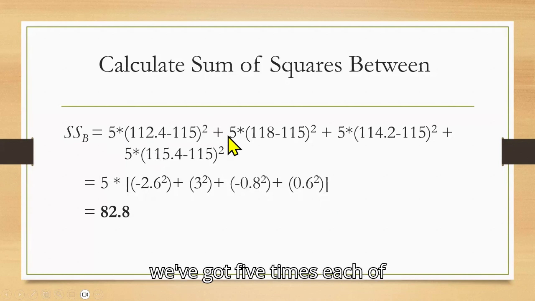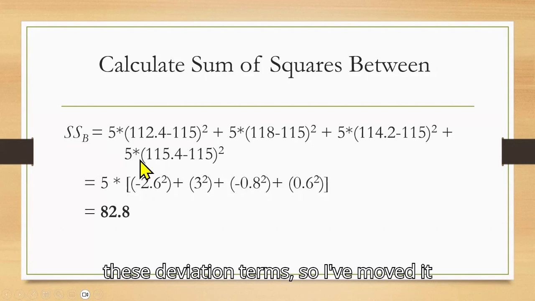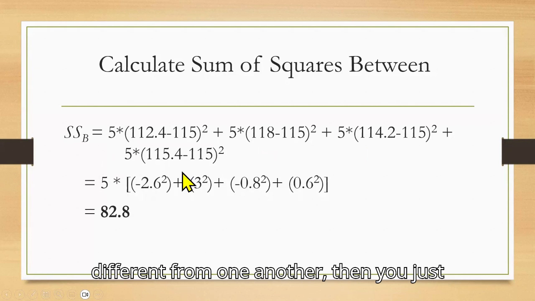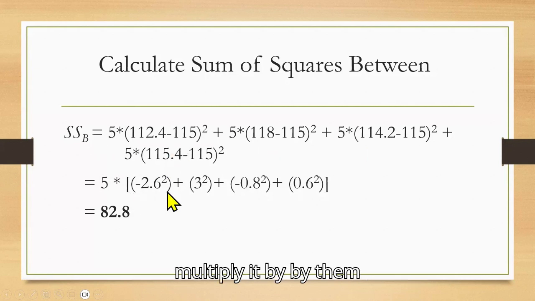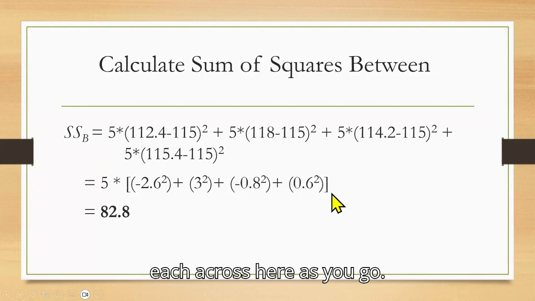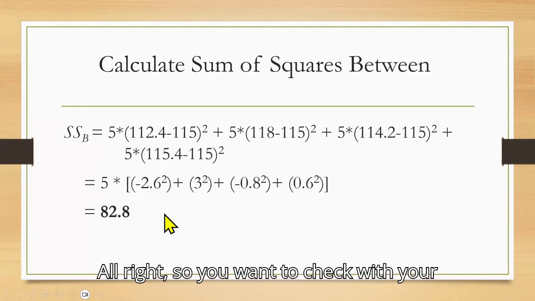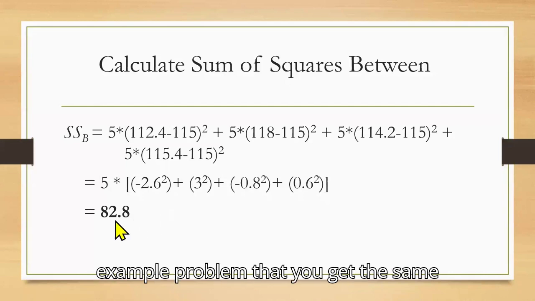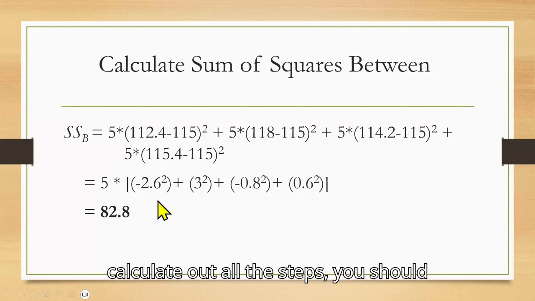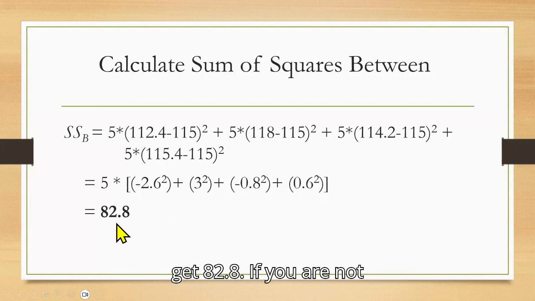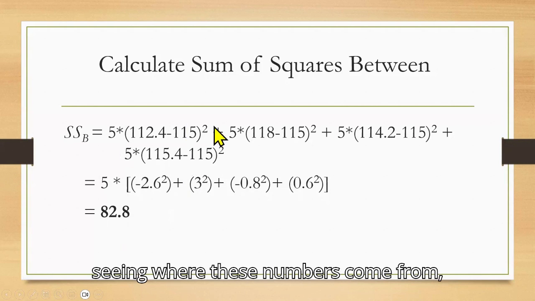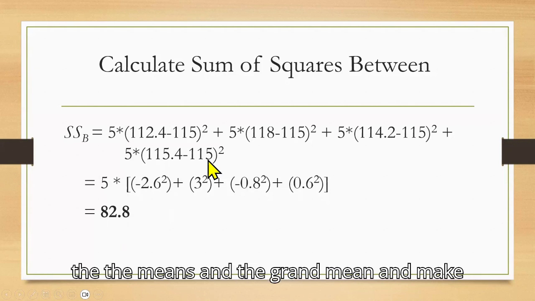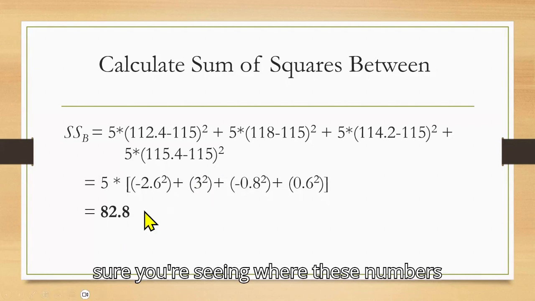Now we've got 5 times each of these deviation terms, so I've moved it outside. But if they're different from one another, then you just multiply it by them each across here as you go. All right. So you want to check with your calculator as you work through these example problems that you get the same number. If you calculate out all the steps, you should get 82.8. Now, if you are not seeing where these numbers come from, look back at your data table and the means and the grand mean and make sure you're seeing where these numbers come from.